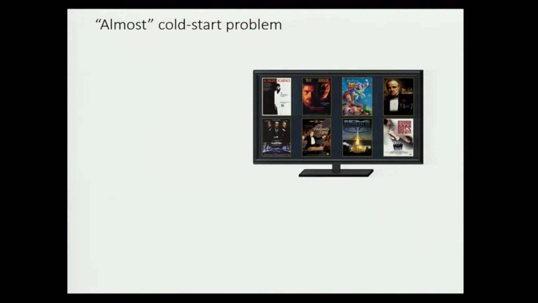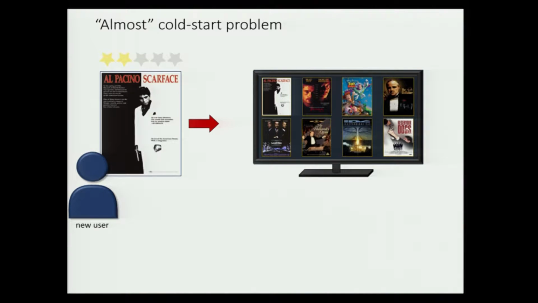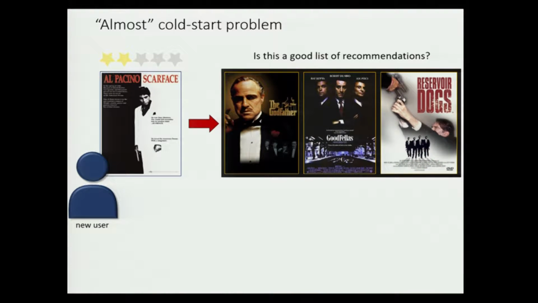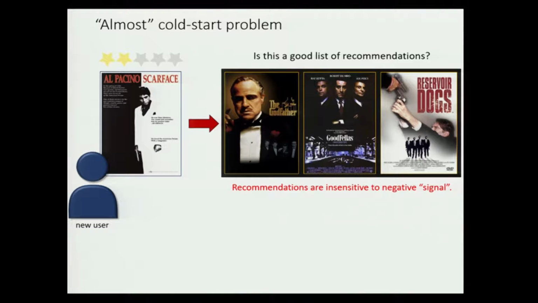And I will start with a very simple example. Let's say we have a movie recommendation system, and we have a new user who provides his first feedback, which is a 2-star rating to the Scarface movie. Now, if you use some standard matrix factorization or similarity-based model, you'll get a list of recommendations similar to this. And the user may seem to be not a fan of criminal or violent movies, so this list of recommendations seems to be irrelevant because it's insensitive to the initially negative feedback from the user.